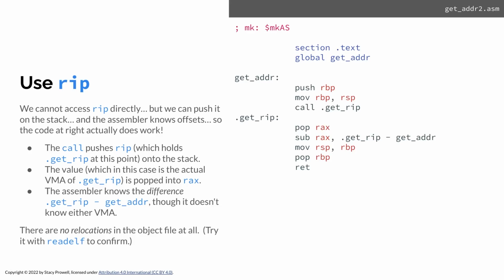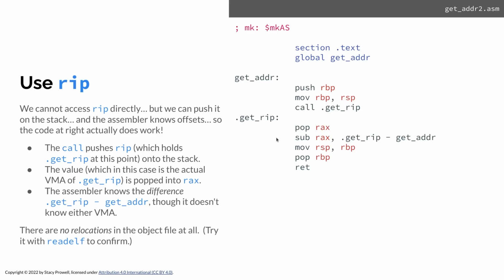If I want to know what get address is, I can subtract this distance. That is get RIP minus get address. Now, the assembler knows what this is. These are two locations inside the same section. So it knows this distance. And I was able to get this absolute address at runtime with this call pop trick.